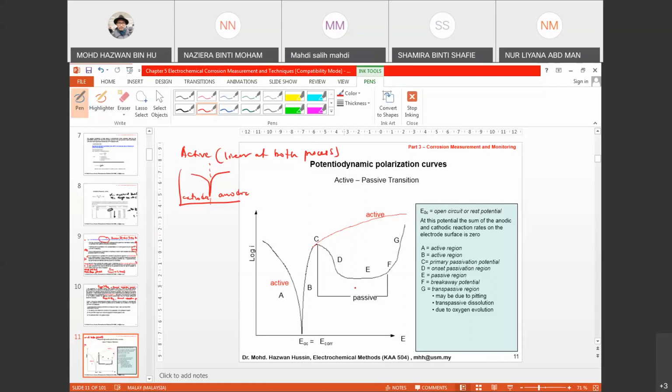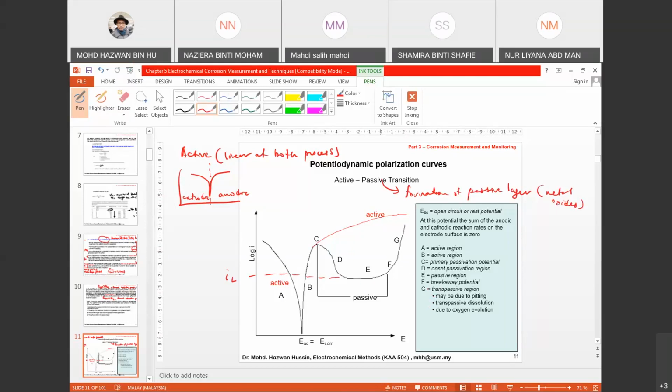Passive means that you already have a limited current density, IL, the limiting current density. As I said, limiting current density can form when you have certain things, for example the formation of a passive layer. So where does the passive layer come from? The passive layer comes from the formation of metal oxide.